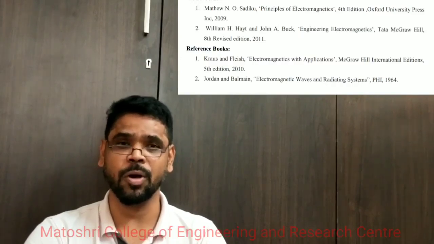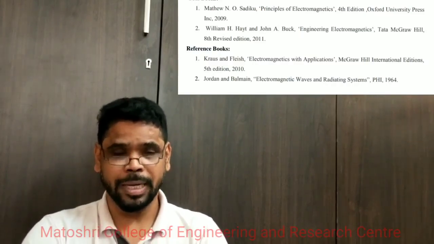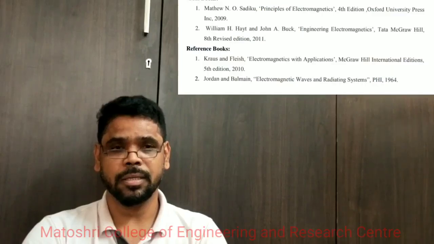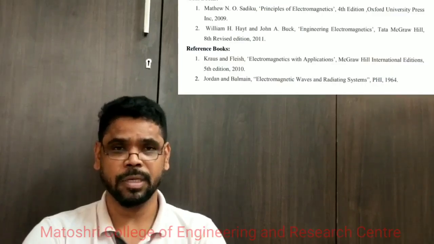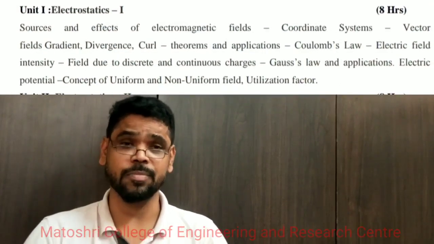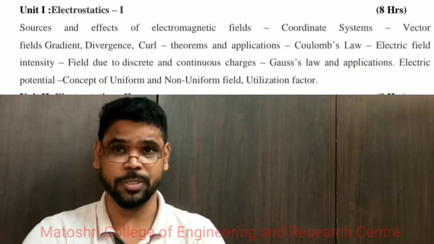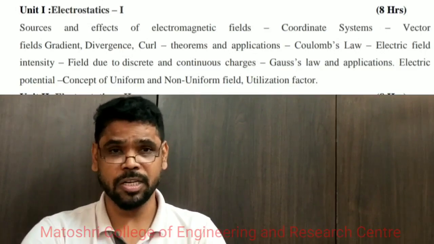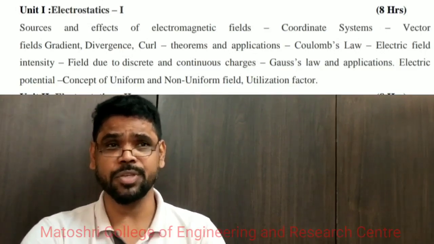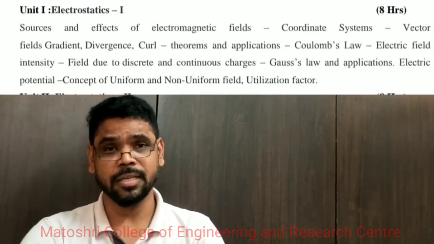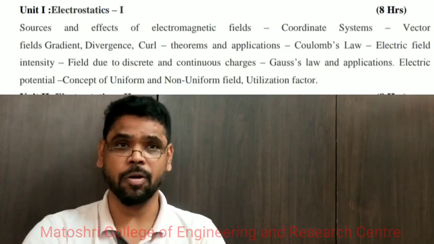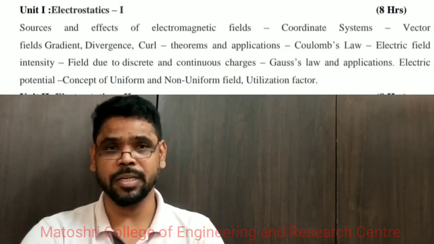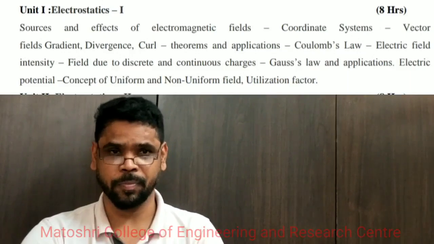Those might be positive or negative. Like such, there are 13 different coordinate systems. Out of that, 3 we are going to discuss. Those are the Cartesian coordinate system, that is a rectangular coordinate system which is already known to us, then the circular cylindrical coordinate system, and the third one is the spherical coordinate system.